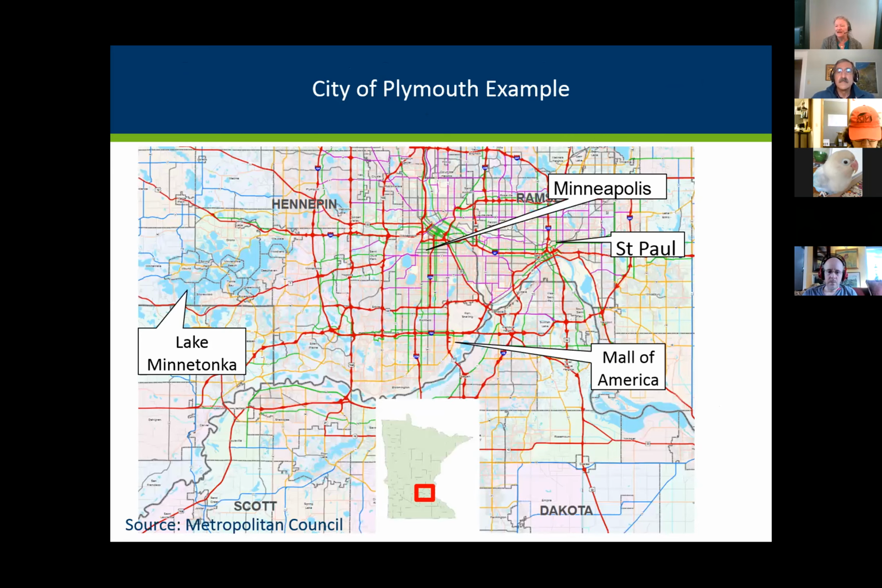I'm going to do a quick example. One community that has some higher standards is the City of Plymouth. It's in the western suburbs of Minneapolis. It's located right here. It's a second tier community, a suburb of Minneapolis.